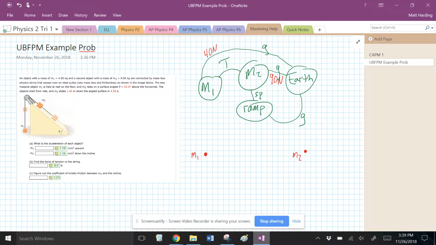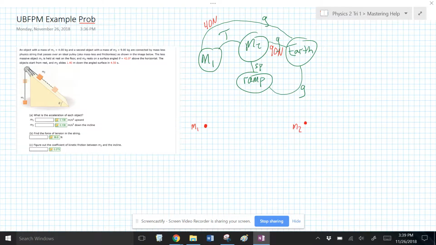All right, I'm going to see if I can tuck in a quick screencast here before the bell. I'm looking at one of the UBFPM example problems. In this one, there are two blocks connected by a string. It's a low mass string, we'll ignore the mass. There's a pulley, it's a frictionless pulley.